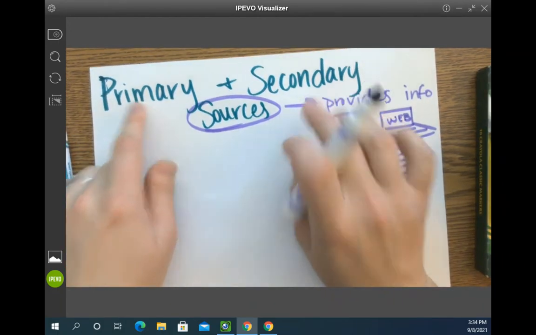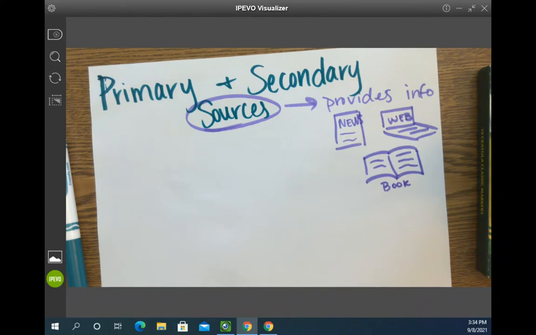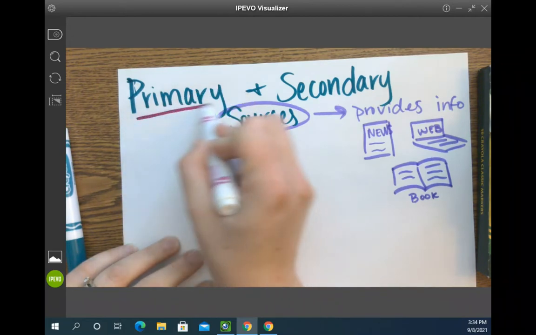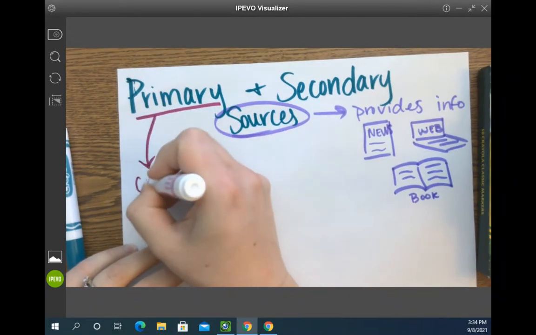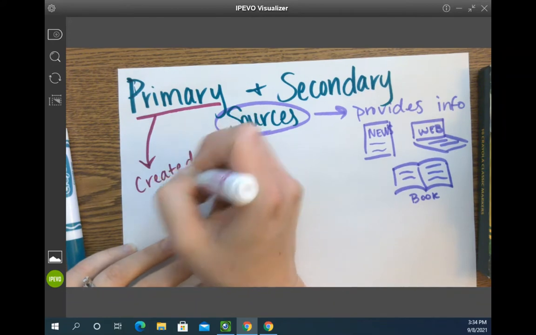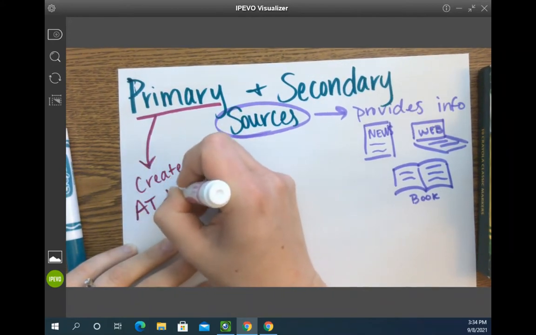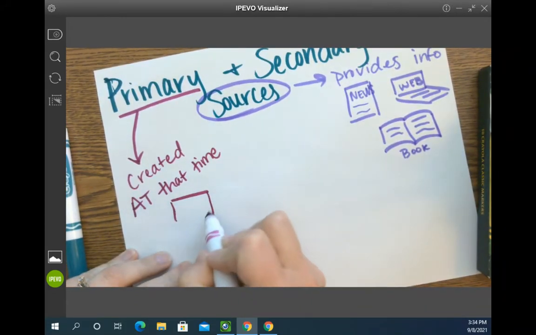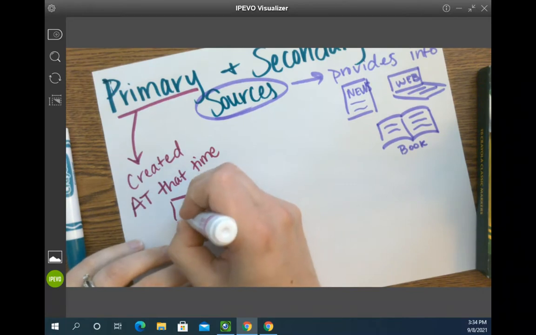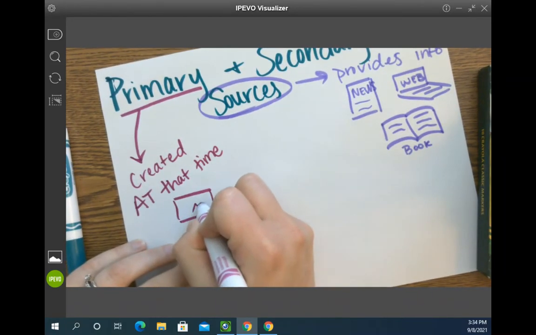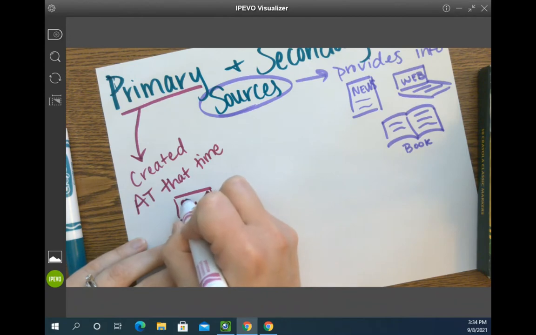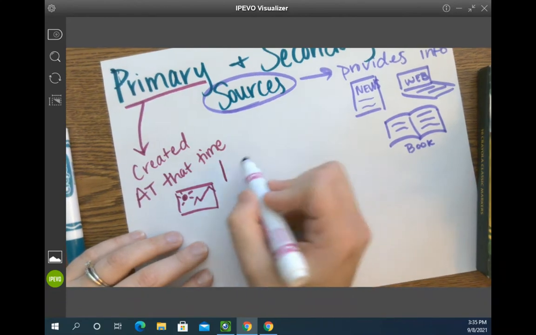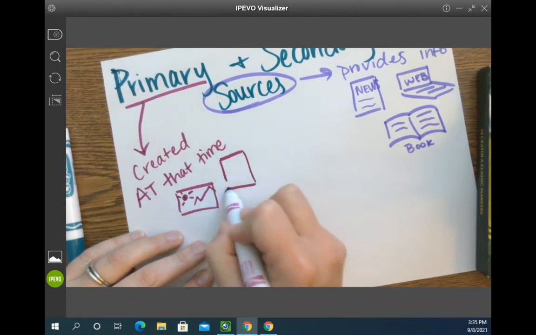Now, primary and secondary sources are different. Primary sources are things that were created at that time in history. For example, pictures are taken at that time in history. Diaries and journals are written at that time in history.